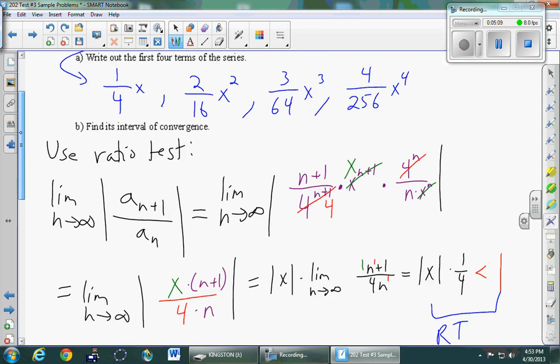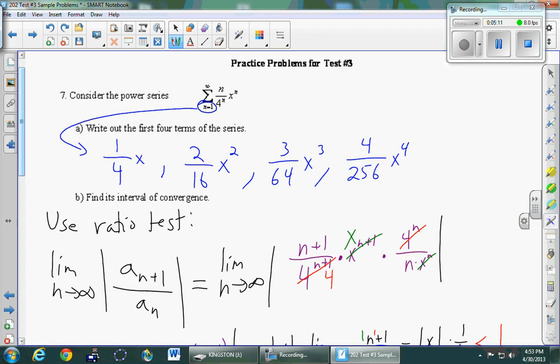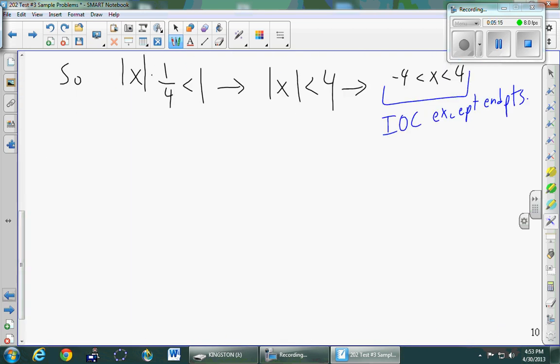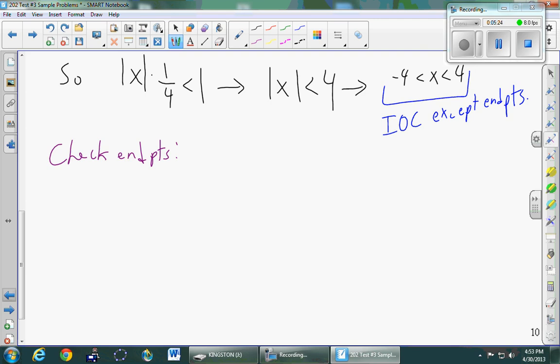So to check the endpoints separately, we'll go back to the original series. I'm going to copy that down below. This is where we do the endpoints, very typical for a power series calculation. So the original series, again, is n over 4 to the n times x to the n. And so let's go ahead and check the first endpoint. We'll plug in x equals 4.